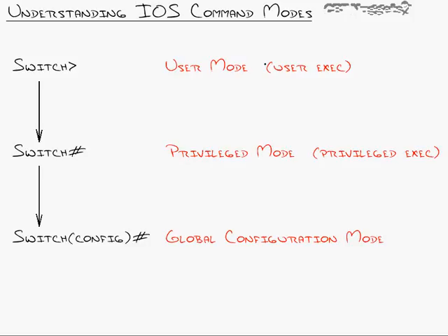From user mode, you can't do very much at all. You can do some basic show commands to see what's going on on the switch, maybe a telnet command to telnet to other devices, or a ping command to test your connectivity, but it's very limited. It's meant to be just a very basic monitoring mode for the switch. So if I want to be able to do anything, I need to move to privilege mode.